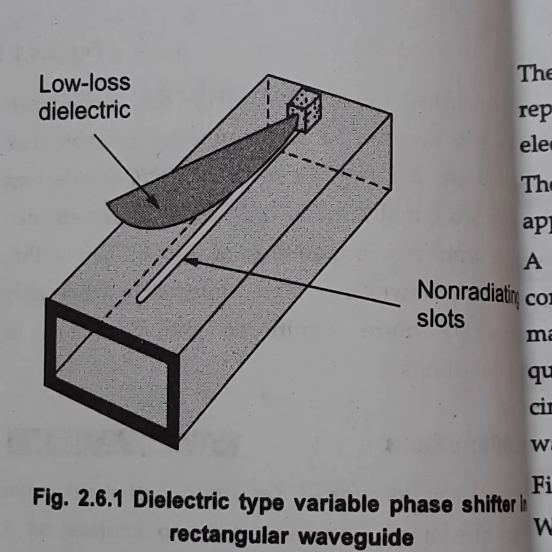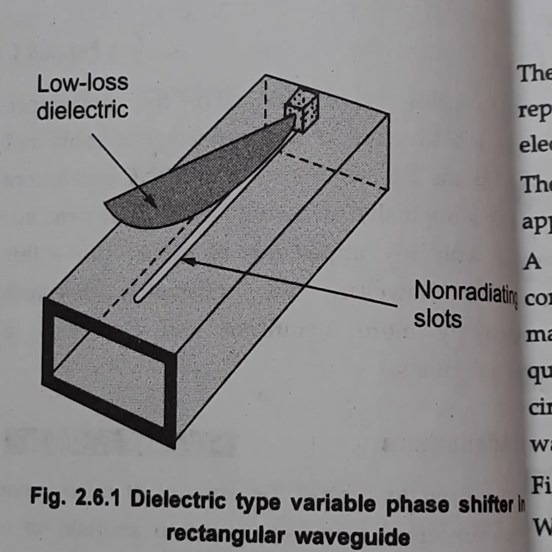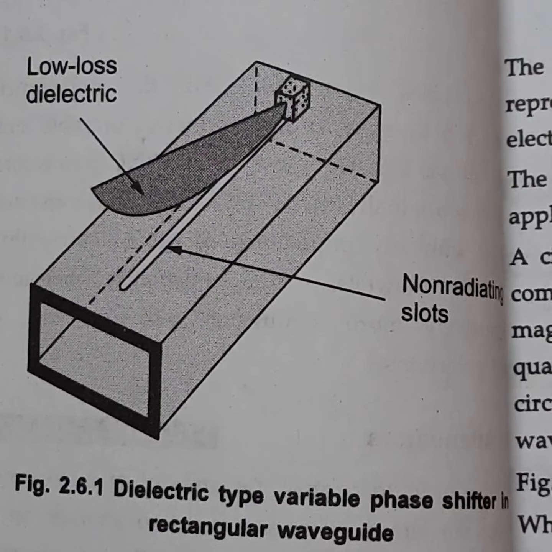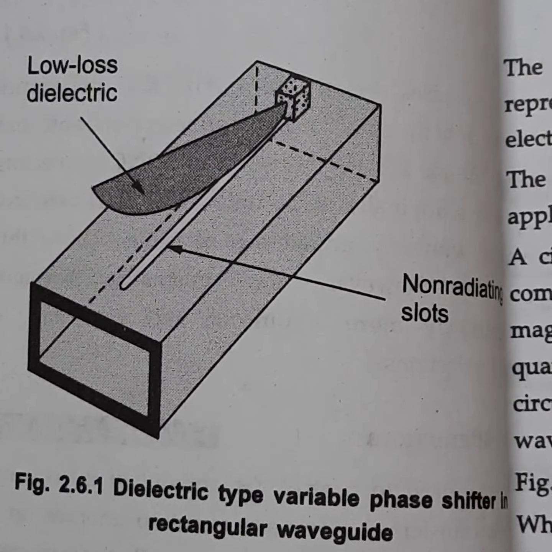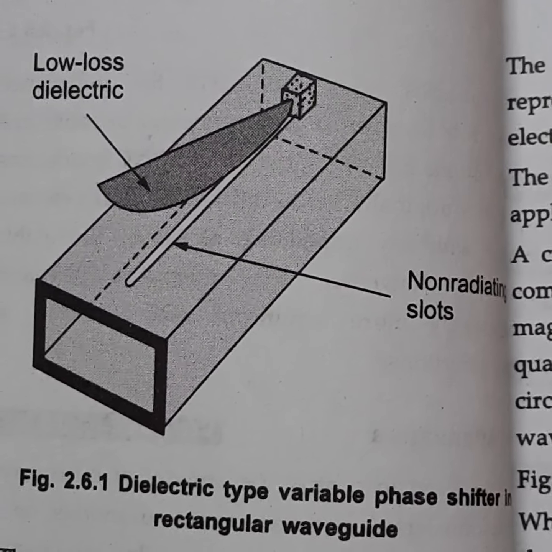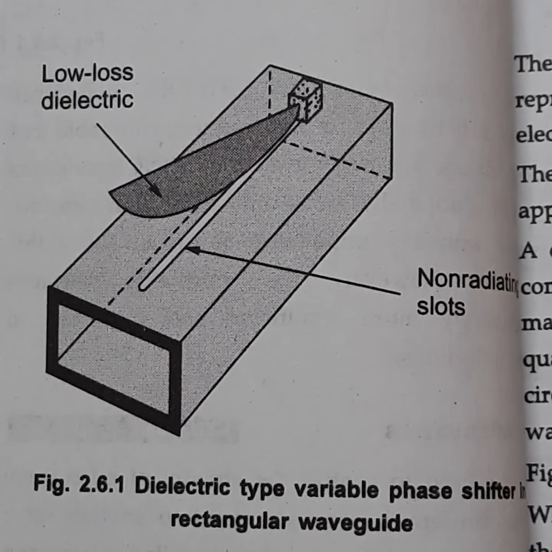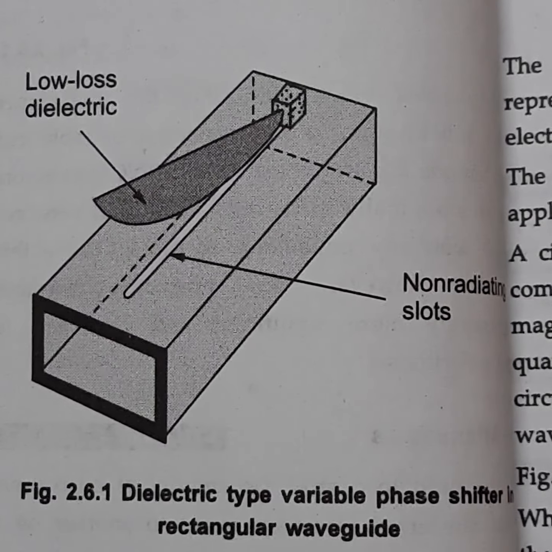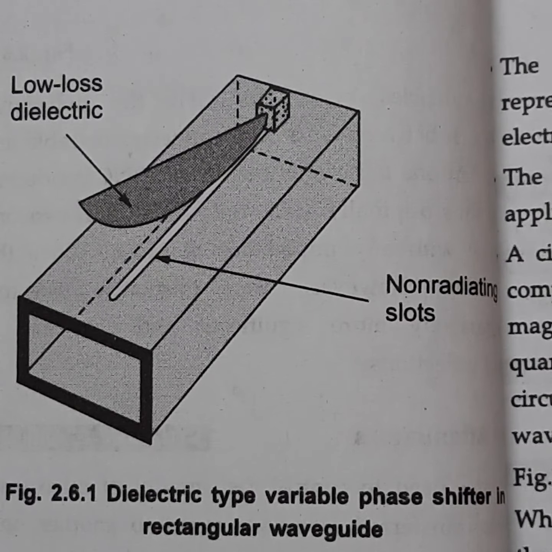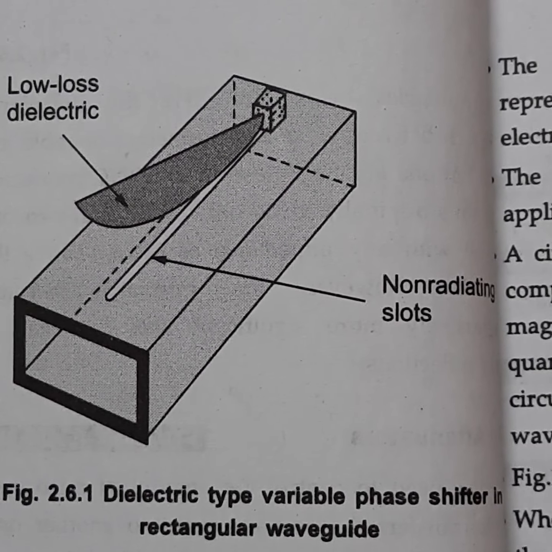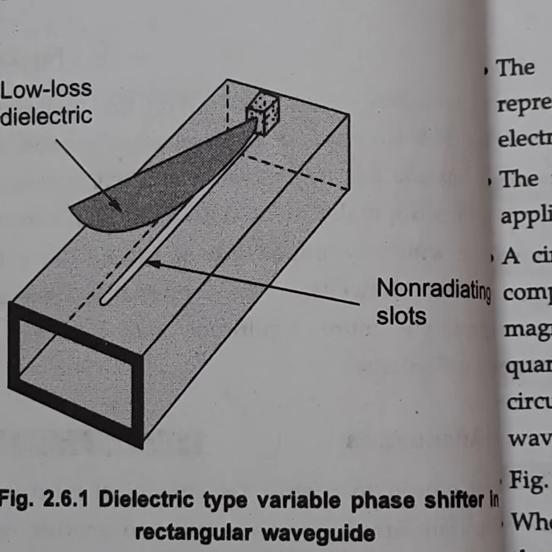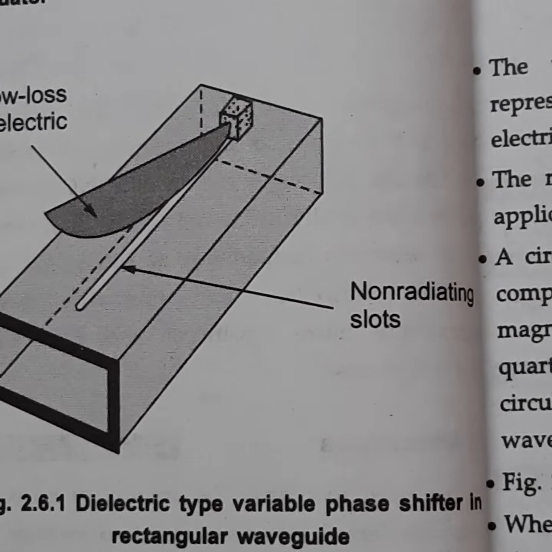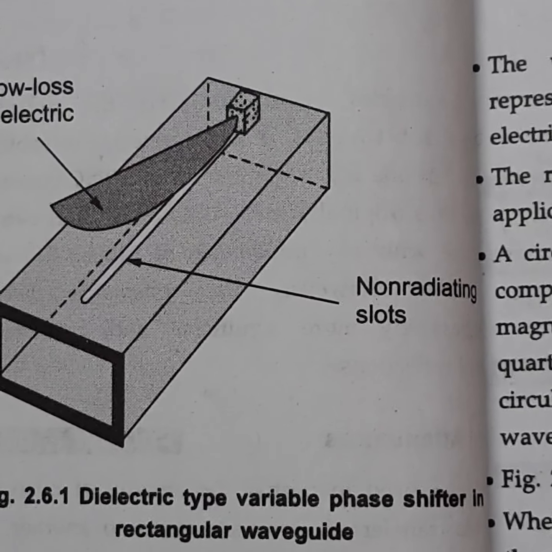The effective dielectric constant of any insulating region within a waveguide is going to be varied. How is it varied? It is as shown in this figure. There are non-radiating slots and a low loss dielectric medium. This figure is the dielectric type variable phase shifter in rectangular waveguide.